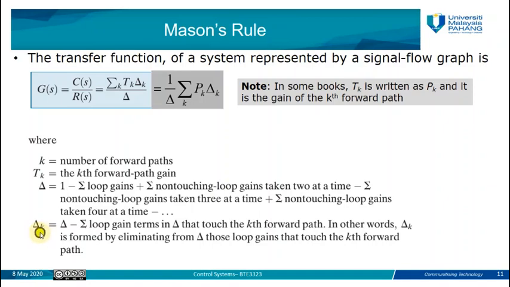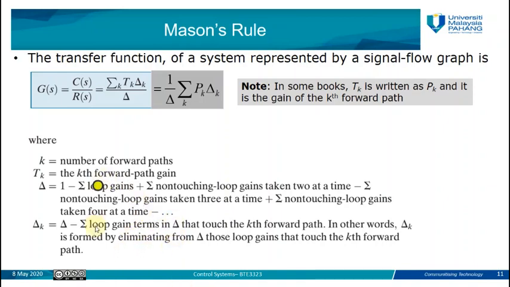Then delta k represents the value of delta with the loops touching the kth forward path omitted or eliminated. So for example, for the first forward path, the value of delta 1 will be the value of delta minus the value of the gain of loops which touch the first forward path. When I say delta 2, it is the value of delta minus the value of the gain of loops which touch the second forward path, and so on.